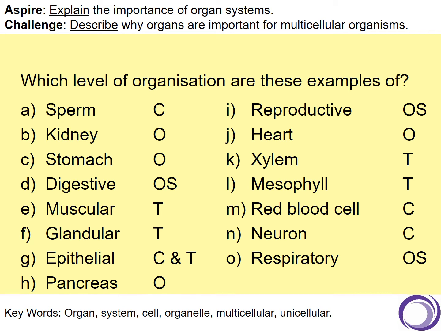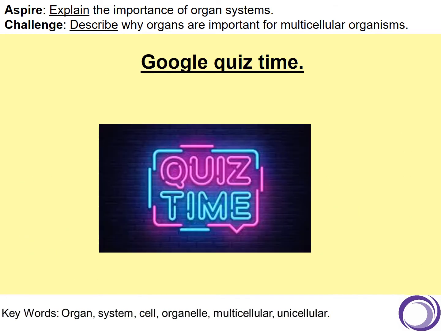if you put cell or tissue, mesophyll, which is part of a plant, is a tissue, red blood cell is a cell, a neuron or a nerve cell is a cell, and then the respiratory system is therefore an organ system. So there's just a bit of a recap with that. On your Google quiz, I think it's about 10 marks, just need to match them up. I'll give you 2 minutes, off you go.